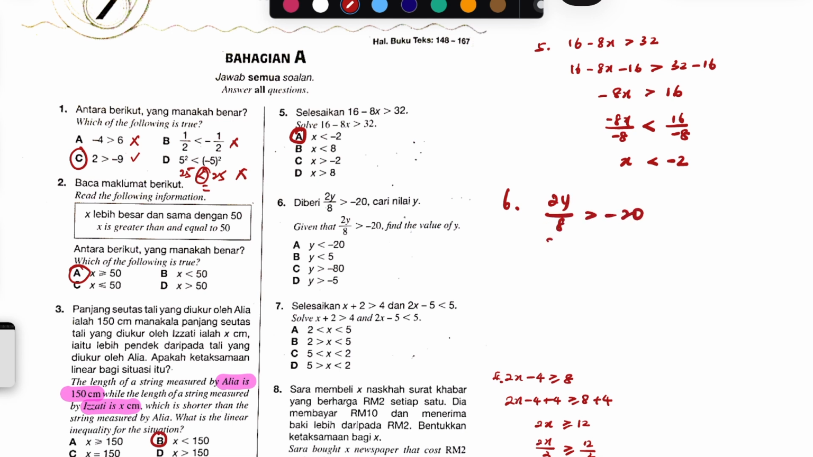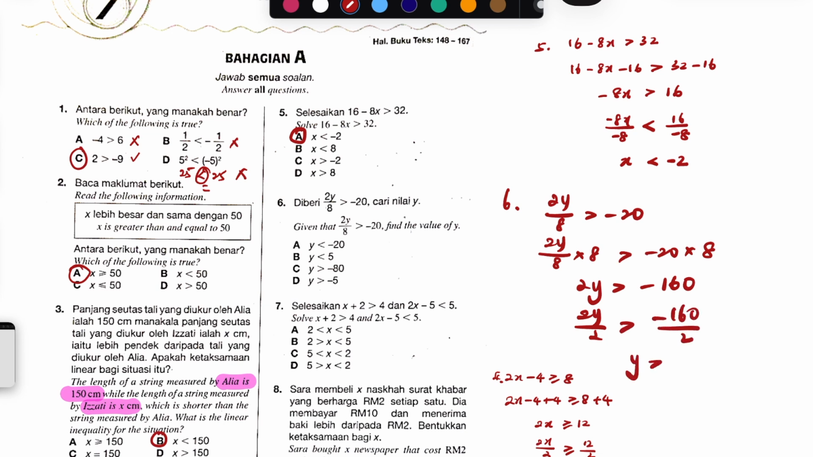So in order to get rid of the 8, I multiply by 8. On the right side, I also multiply by 8. So 2y is greater than negative 160. Alright, so I want to get rid of the 2: 2y over 2 is greater than negative 160 over 2. So y is greater than negative 80. Which one is the answer? So y is greater than negative 80, this one, right? So the answer is C.